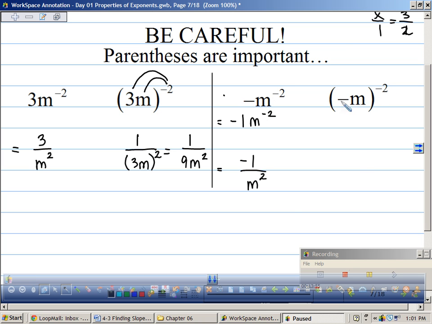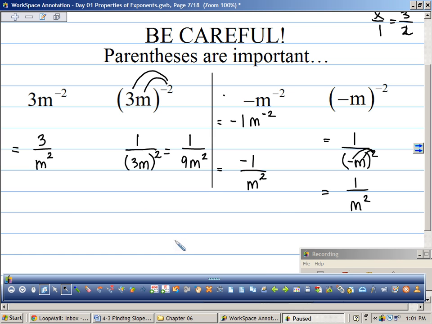So for instance, this one is -m to the -2. That's saying that I have 1 over the quantity -m squared, correct? Which is 1 over, now I can apply that square to both the negative and the m. So now I just have m squared. Everybody okay with that? I don't believe you. Okay, so what's the answer to this?